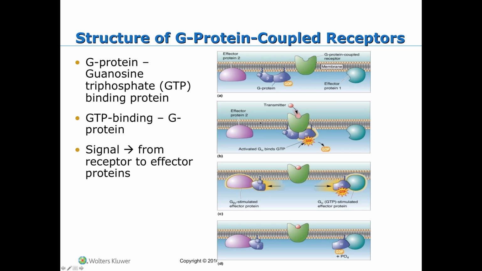So the structure of a G-protein coupled receptor includes the G protein, which is simply GTP binding protein. That's where you get the G from. And a signal, so from the receptor to the effector proteins. So here you have your basic G-protein coupled receptor. This simply means that it is going to be coupled to a G-protein found in the intracellular space. When a transmitter binds and G-proteins are bound, you'll replace the GDP with GTP. Then the G protein will dissociate and affect other proteins, including effector proteins, channels, or enzymes. And then the GTP will go back to GDP, and your G protein will come back together.